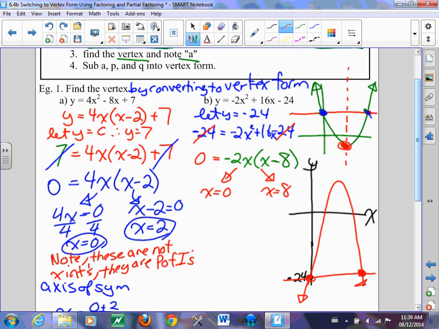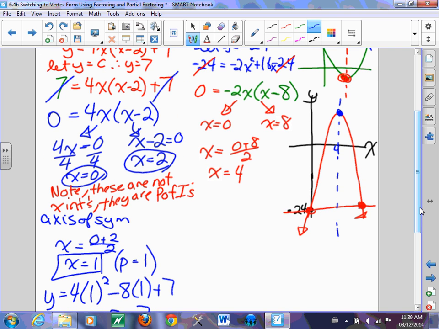Find the axis of symmetry. So x equals (0 plus 8) divided by 2, so x equals 4. What does that mean, folks? When I draw my axis of symmetry down, I know it's hitting 4 on the x-axis. And I know one part of my vertex, so then I sub it into the equation to find the other. So y equals negative 2 times 4 squared plus 16 times 4 minus 24. y equals 8.